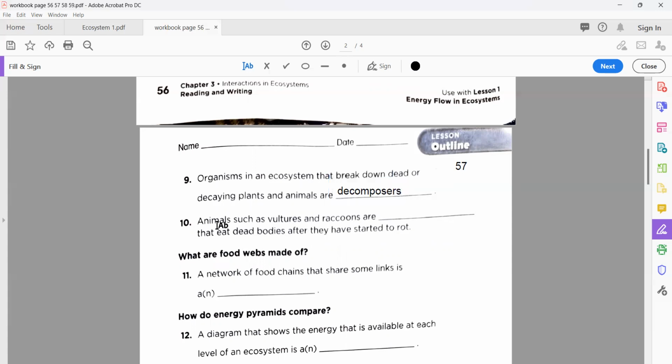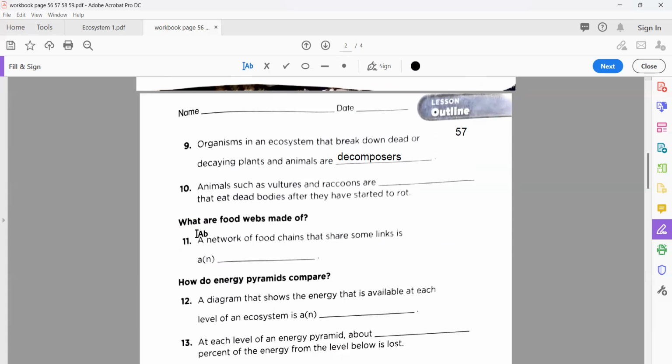Decomposers. Now, number 10: animals such as vultures are dash. What do we call them? Because they eat dead bodies after they have died. So the correct option here is scavengers.